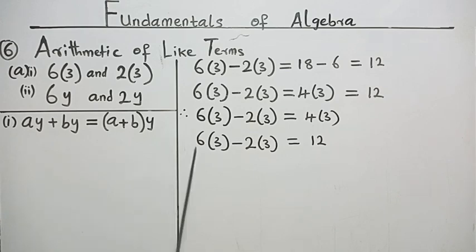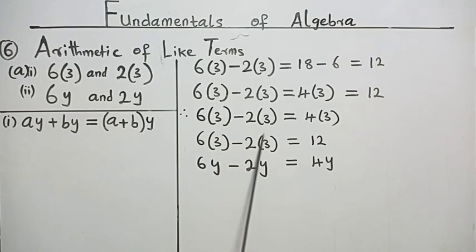Don't forget that 6 bracket 3 and 2 bracket 3 are like terms because 6 and 2 are counting the same thing, that is 3. Now, permit me to replace this 3 by y again and this 3 by y again, and let 6 and 2 remain the way they are. Please watch out. And here it comes.